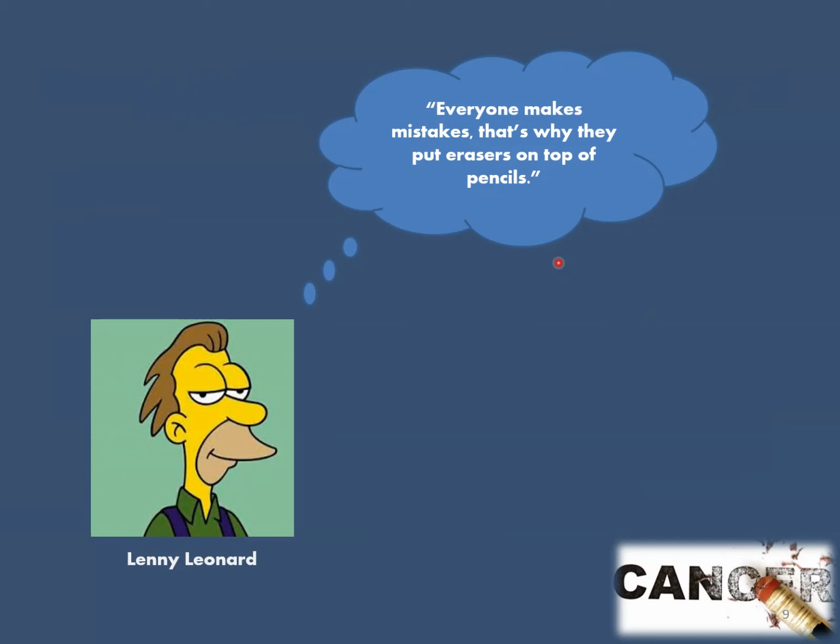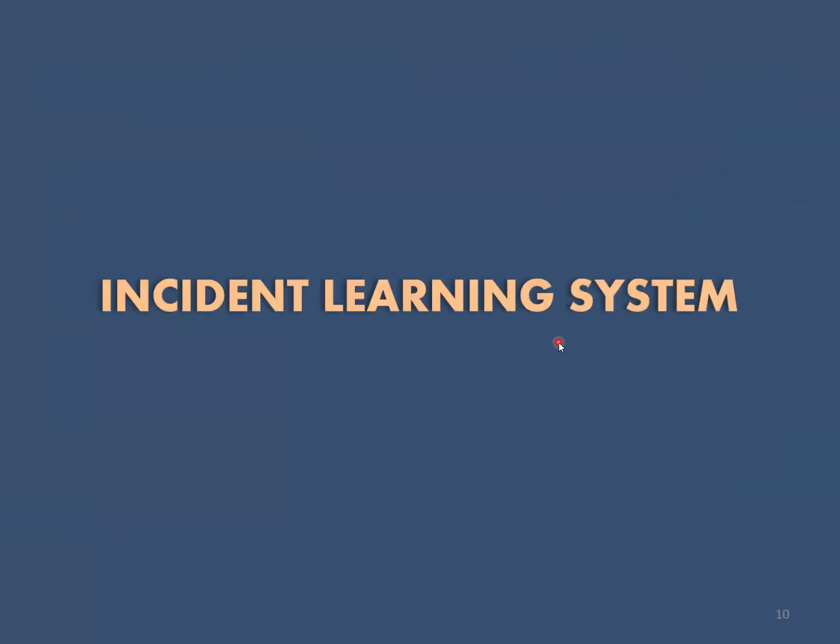Everyone makes mistakes. That's why they put an eraser on top of the pencil. This is one of the characters of Simpson.